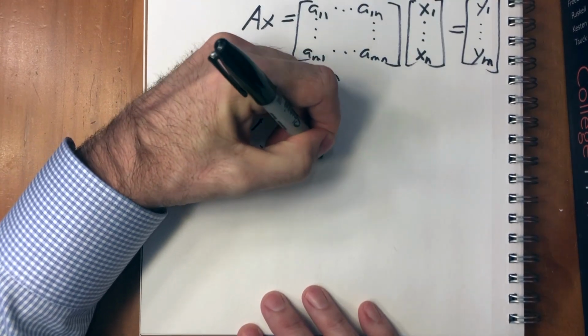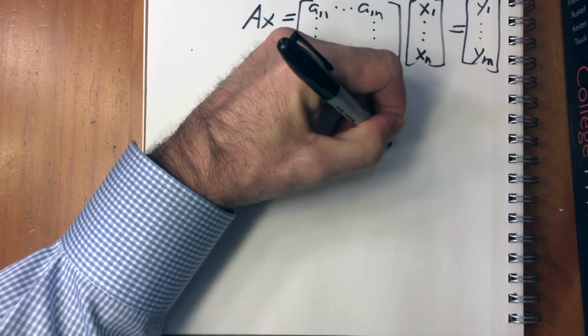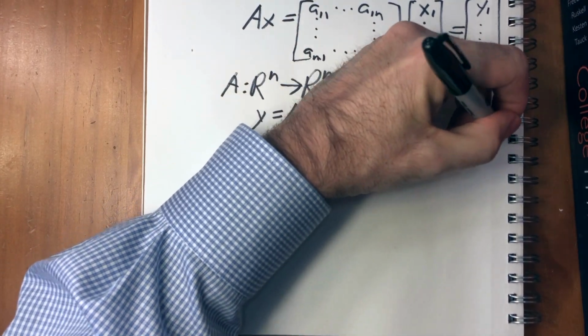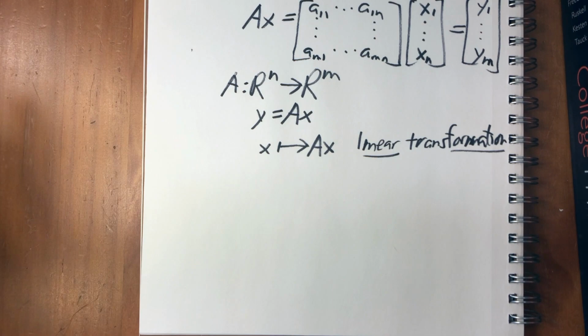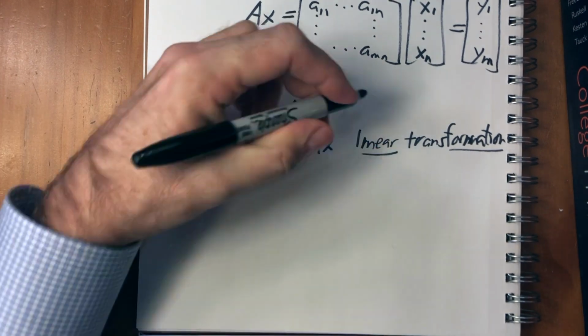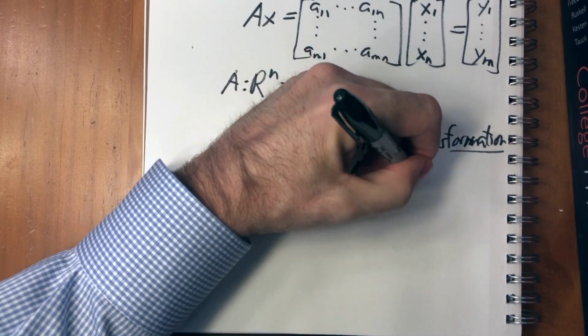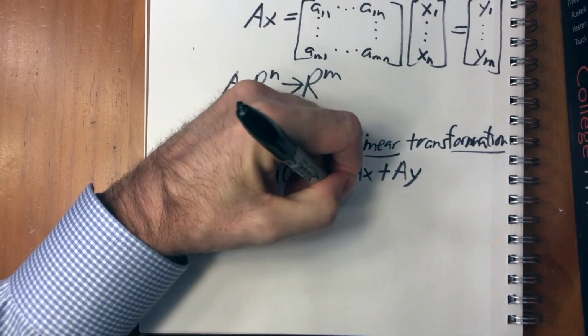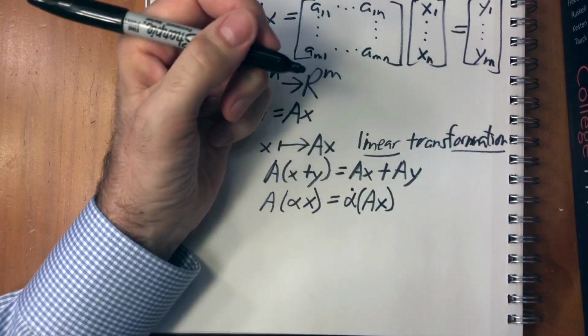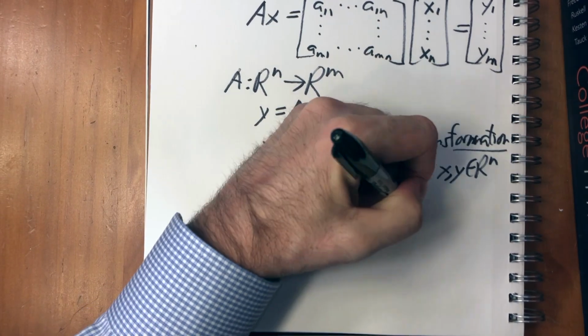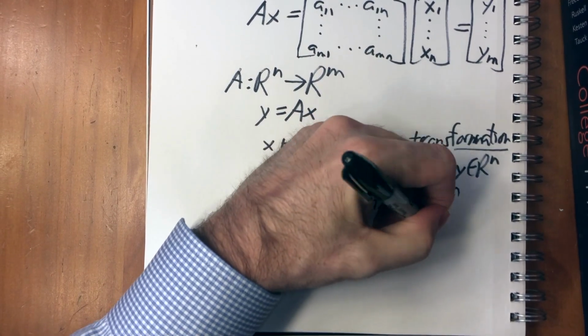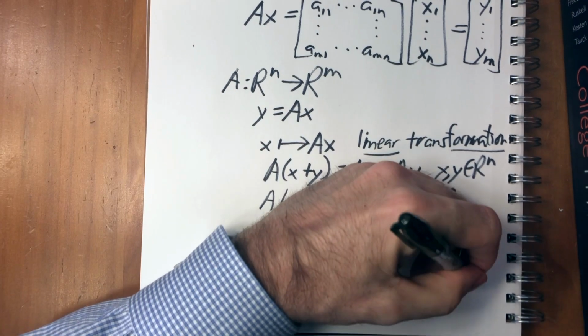Sometimes we write this, which is called a linear transformation, because it has the linearity properties, which are A of x plus y equals Ax plus Ay, and A of alpha x equals alpha times Ax. This is for all x and y in Rn, and this is for x in Rn and alpha in R. So let's go to the next page, and let's look at an example of this.